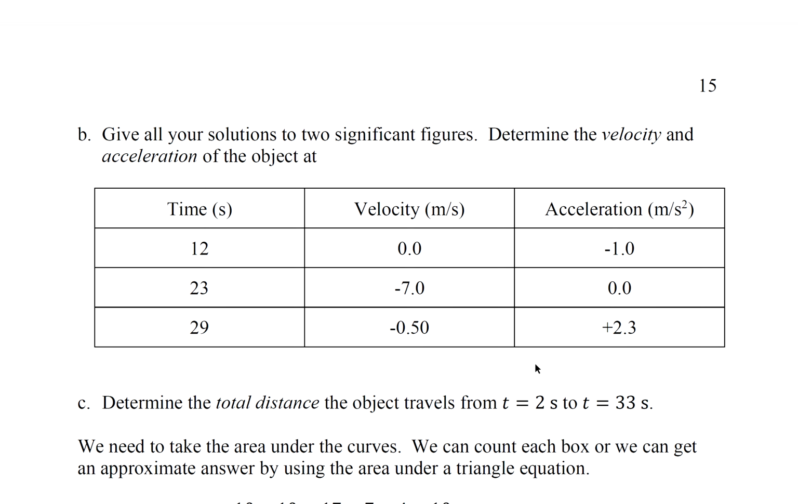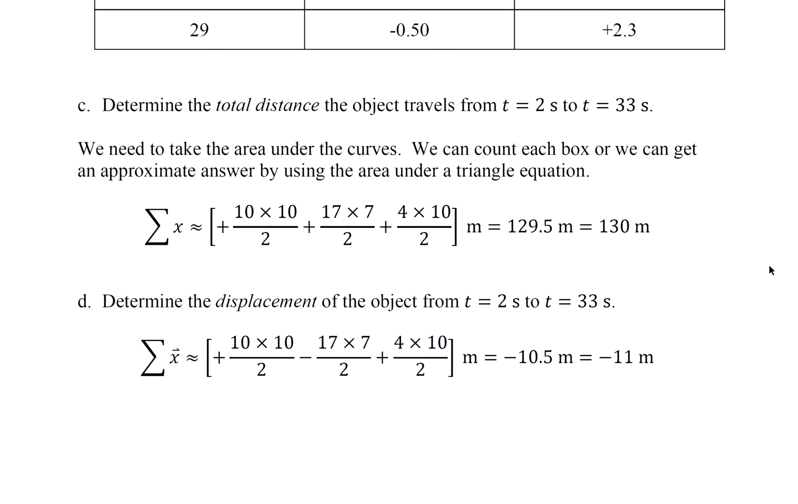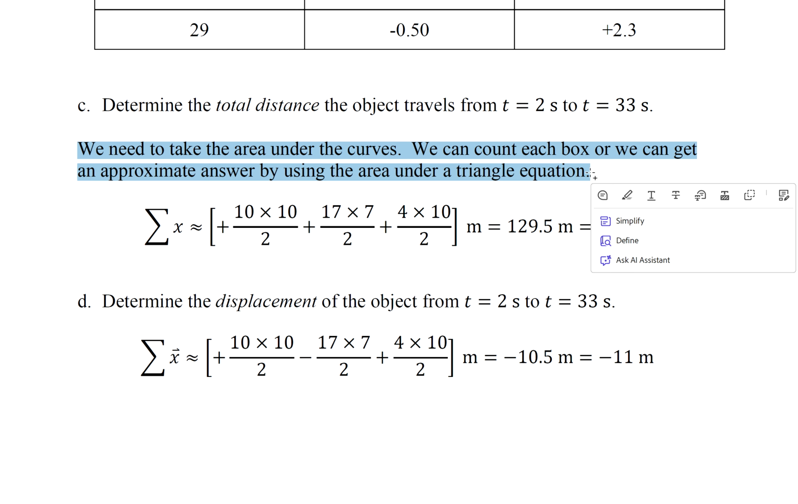Determine the velocity and acceleration of the object. Remember, the velocity we could just read from the graph. The acceleration, we have to take the slope. What do we need for the slope? 2 points. Determine the total distance the object travels from 2 seconds to 33 seconds. We need the area under the curves. So we'll just get an approximate answer.